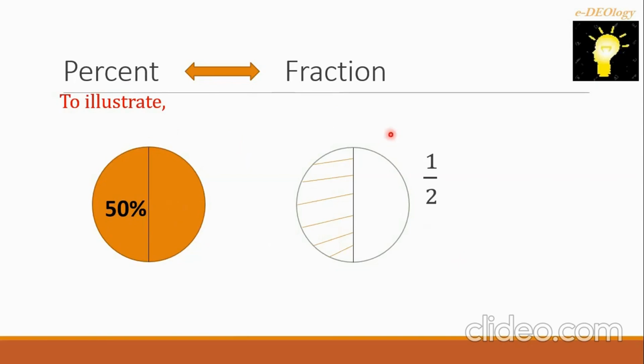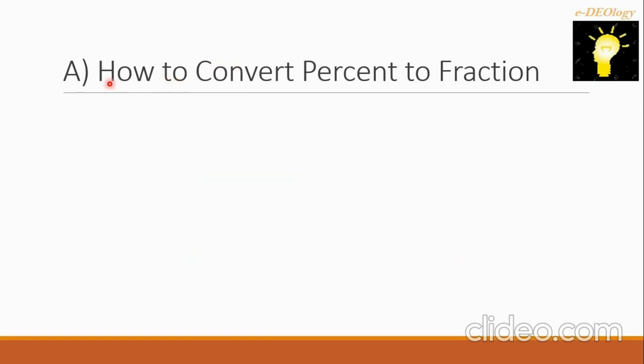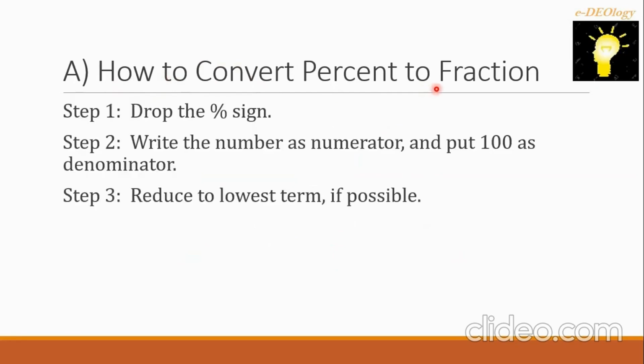And now we're going to go to the next topic. This is topic A, how to convert percent to fraction. We're going to follow 3 steps. Step 1 is drop the percent sign. Step 2, write the number as numerator and put 100 as denominator. Step 3, reduce to lowest term if possible.